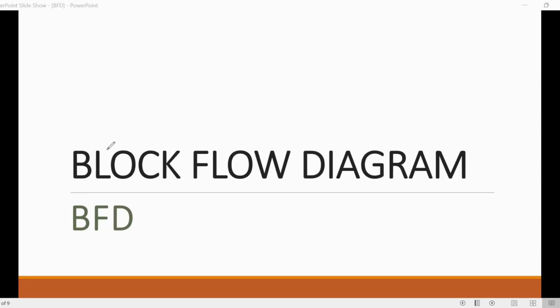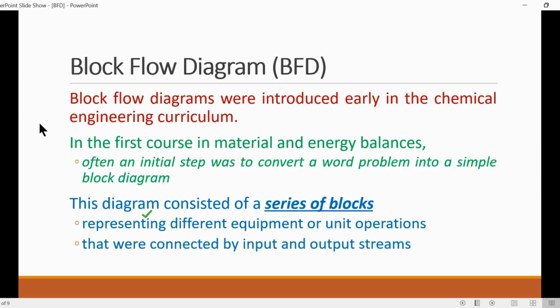In this video, we will understand the block flow diagram. Block flow diagrams were introduced early in the chemical engineering curriculum. In the first course, material and energy balances, MEB, the initial step was to convert a word problem into a simple block diagram.